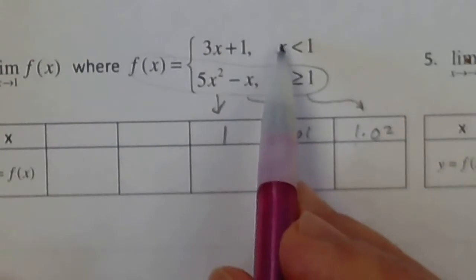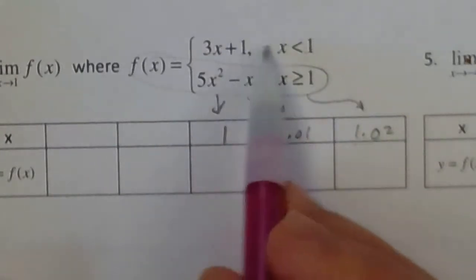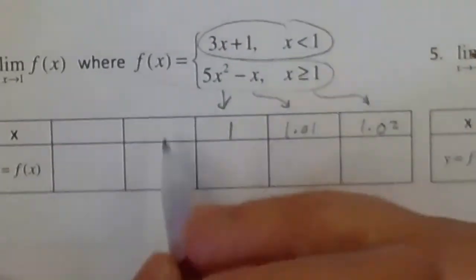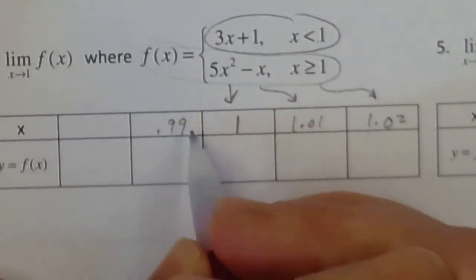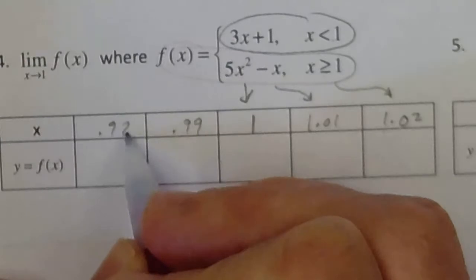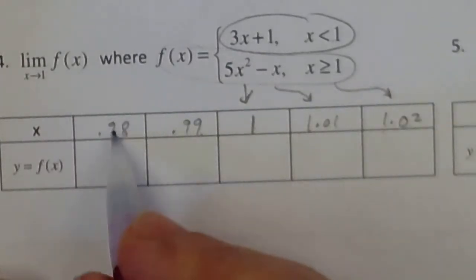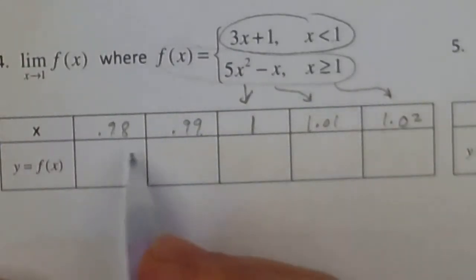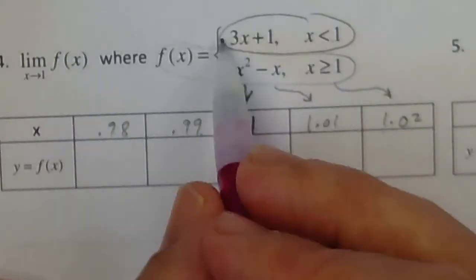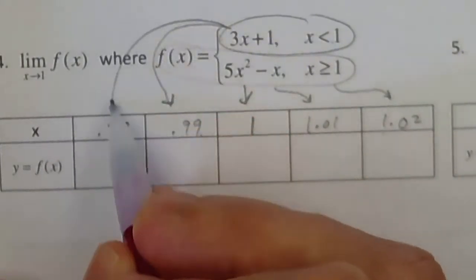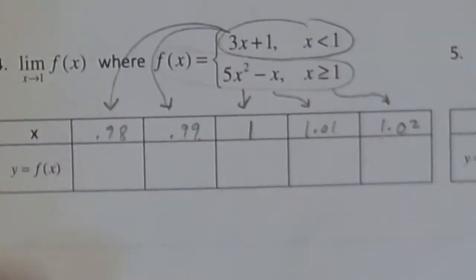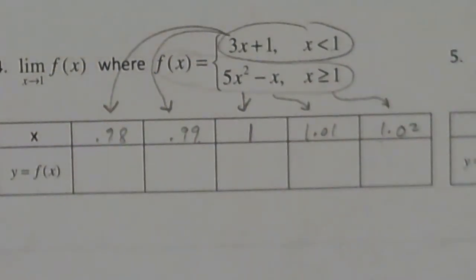For the other one, it says when x is less than 1, I use this one. So for this function, if we use these small increments again of 0.01, I have 0.99 and 0.98. If I just subtract a penny, right? Add a penny, subtract a penny. So less than 1, I'm going to use this function here and here. And now I just need to evaluate.